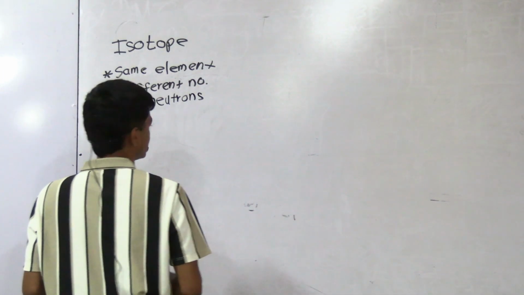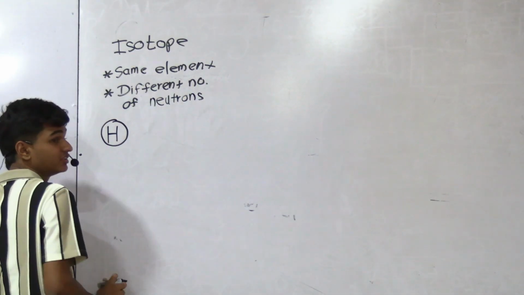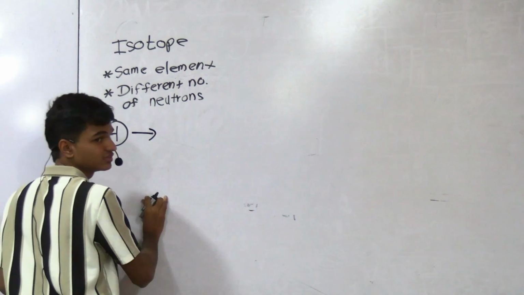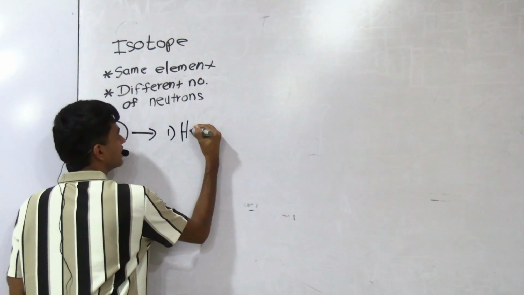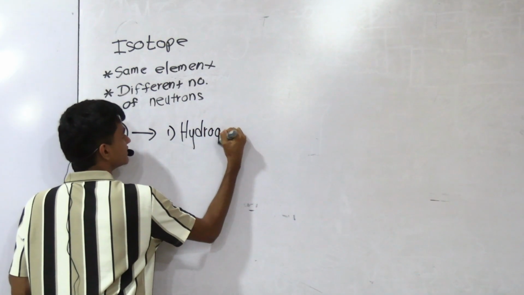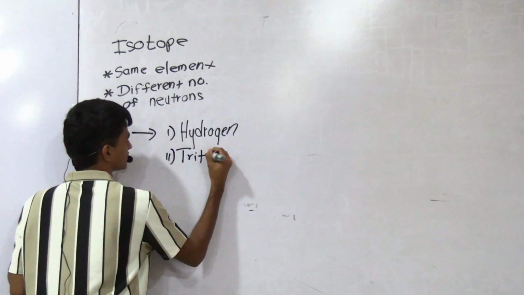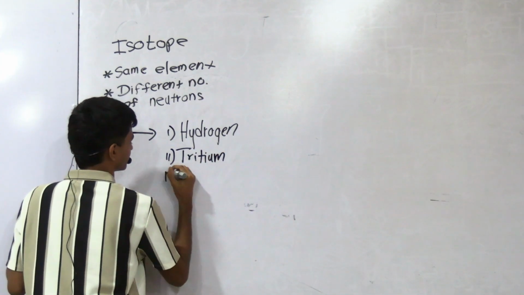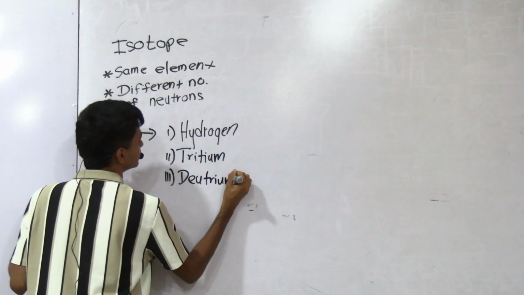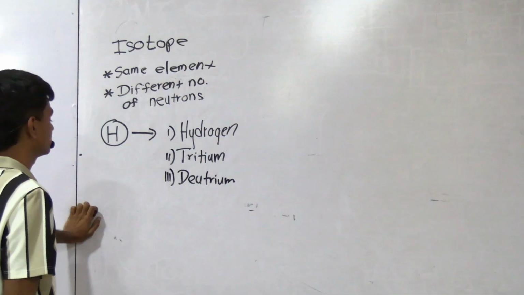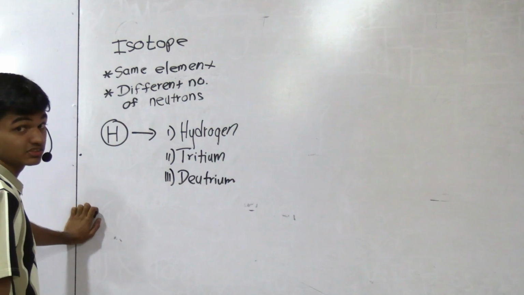So, tritium. Tritium is an isotope of hydrogen. Hydrogen has 3 isotopes. First one is the hydrogen you guys know. Then we have tritium. Then we have another one called deuterium. So here we have the same number of protons but different numbers of neutrons.